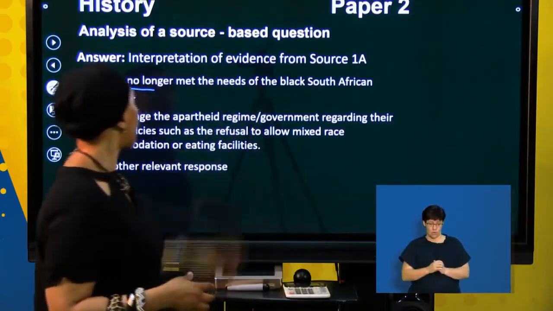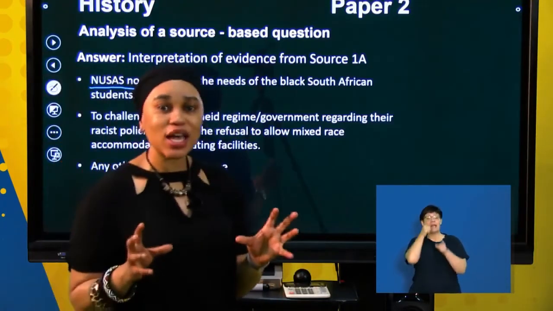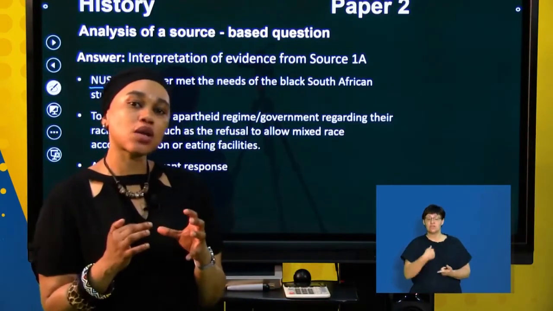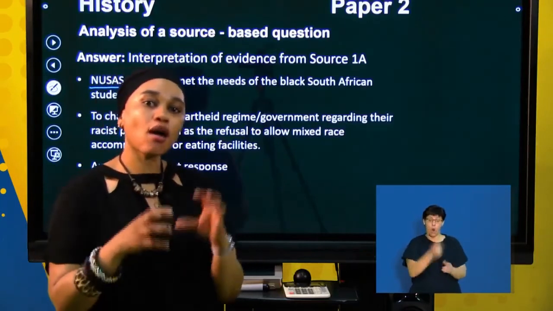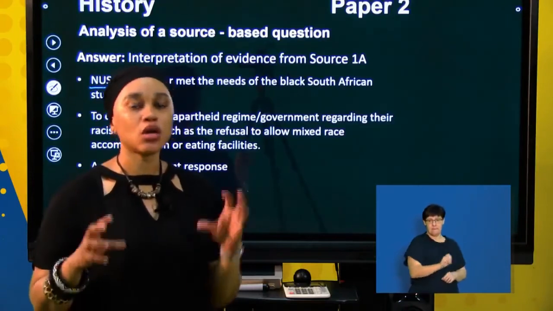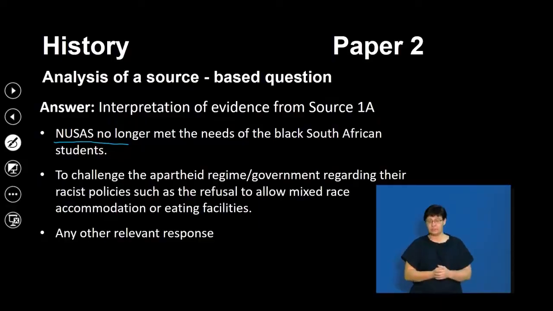Okay, so you can include that, because remember the instruction did say you're using the source and your own knowledge. So please make sure that when you're answering a question like that, you do not only answer it from the source. Make sure that some of the responses you give are from your own knowledge. Okay, and then another possible answer there is to challenge the apartheid regime or government regarding their racist policies, such as the refusal to allow mixed race accommodation or eating facilities. That obviously means at the universities. And then it says here, any other relevant response.